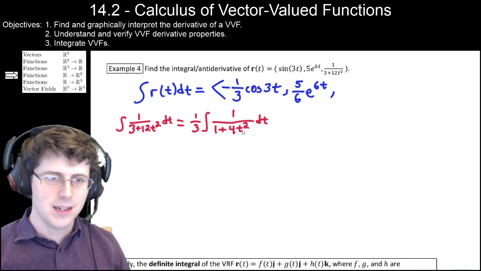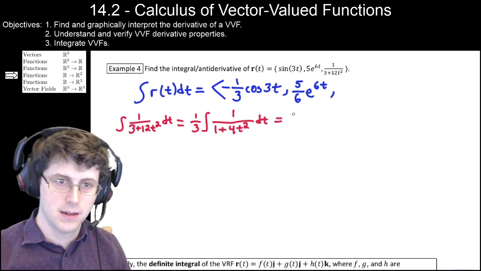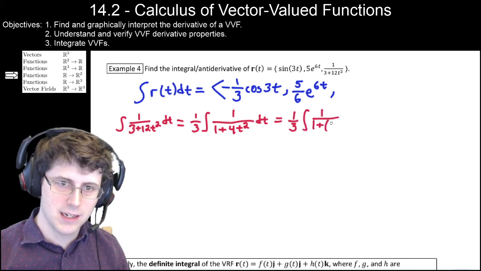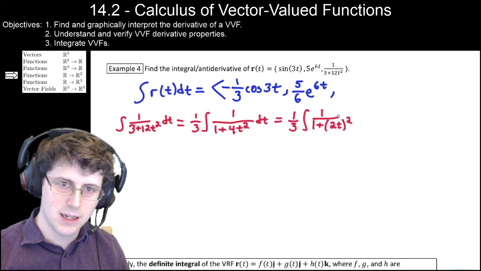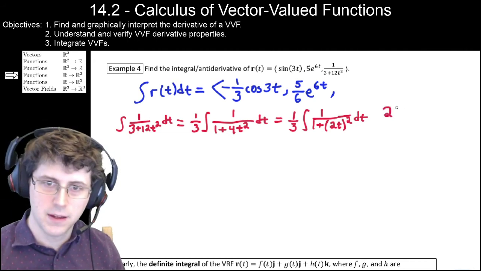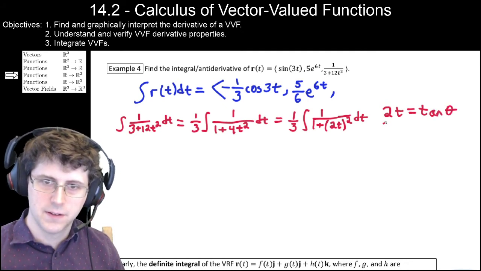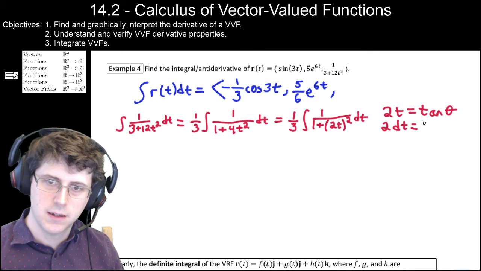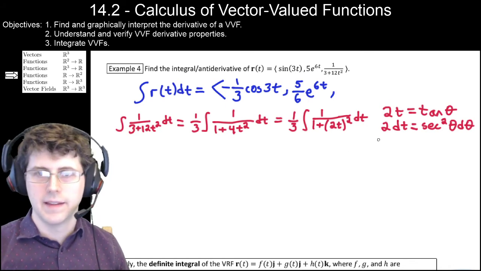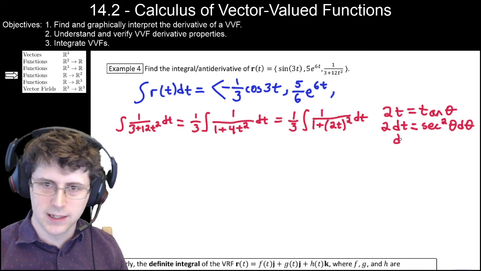Okay, for t squared then, I'm hoping that this is 1 plus something squared, and the something is going to be tangent theta. Well, 4t squared is 2t, the quantity squared. Then I'll let 2t equal tangent theta. I can take the derivative of my substitution, and then finish my substitution. So 2t is going to be tangent theta. I don't have a 2 dt, so I'll solve for dt.